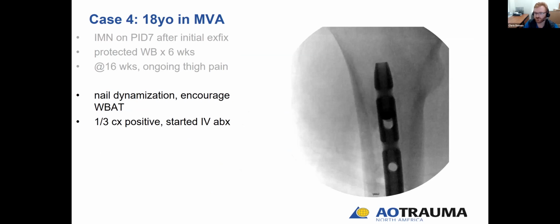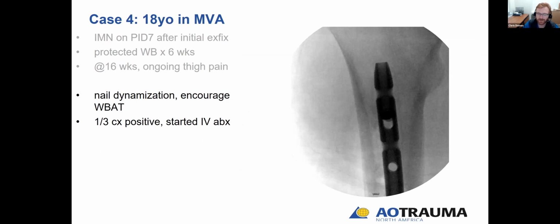You can see it's placed in the right portion of the dynamic hole. The proximal segment is going to compress against the distal segment, which is statically locked. The distal segment is statically locked, and the proximal segment is dynamically locked. That nail will go deeper into the proximal segment, causing compression at the fracture.